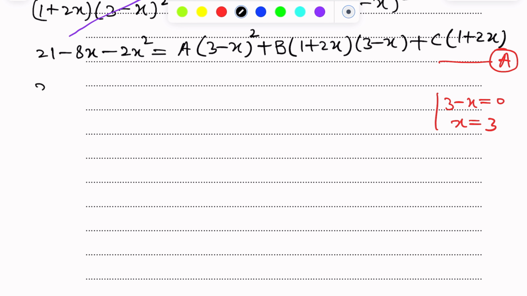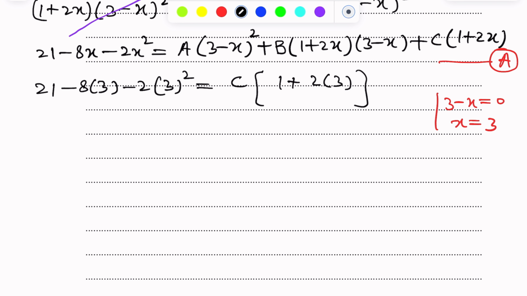So putting x is equal to 3: 21 minus 8 into 3 minus 2 into 3 square is equal to C into (1 plus 2 into 3). Simplifying, we get the value of C. The left side after simplifying is minus 21, the right side is 7C. From here, C is equal to minus 3.